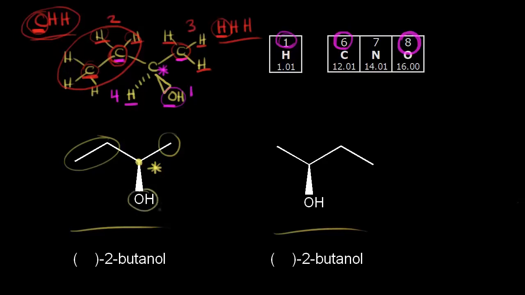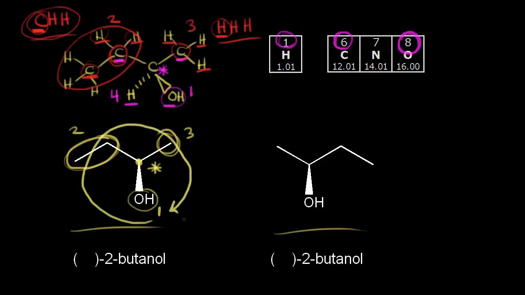The OH got highest priority, so that gets a number 1. The ethyl group got second highest priority, so that gets a number 2. The methyl group got third highest priority, so that's a number 3. And the hydrogen, our lowest priority group, is pointing away from us, so that takes care of step 2. Step 3 is to see what the sequence is doing. So if we go around a circle, 1, 2, 3, we're going around this way, right? We're going around clockwise. And we know if we're going around clockwise, that must be the R enantiomer.